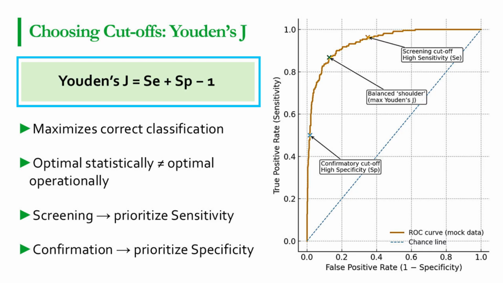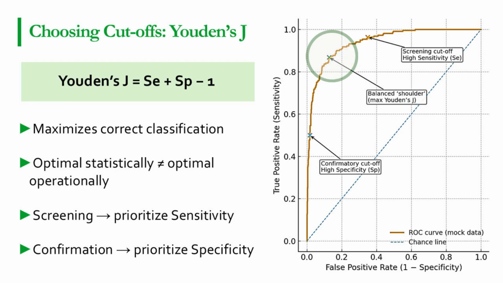Youden's J statistic, defined as sensitivity plus specificity minus 1, identifies the cutoff that maximizes overall correct classification. This point represents the greatest vertical distance between the ROC curve and the diagonal line of no discrimination. While Youden's J is statistically attractive, it implicitly assumes that false positives and false negatives carry equal weight, which is rarely true in real-world settings.